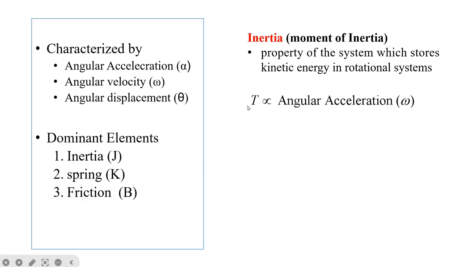So here the opposing torque is directly proportional to the angular acceleration. Now if we remove this proportionality sign and take the proportionality constant J, the torque due to the inertia is equal to J into d square theta of t by dt square. That is nothing but the angular acceleration. So angular acceleration is the double differentiation of the displacement. When you take the Laplace transform of this, you will get T of s equal to J into s square theta of s.